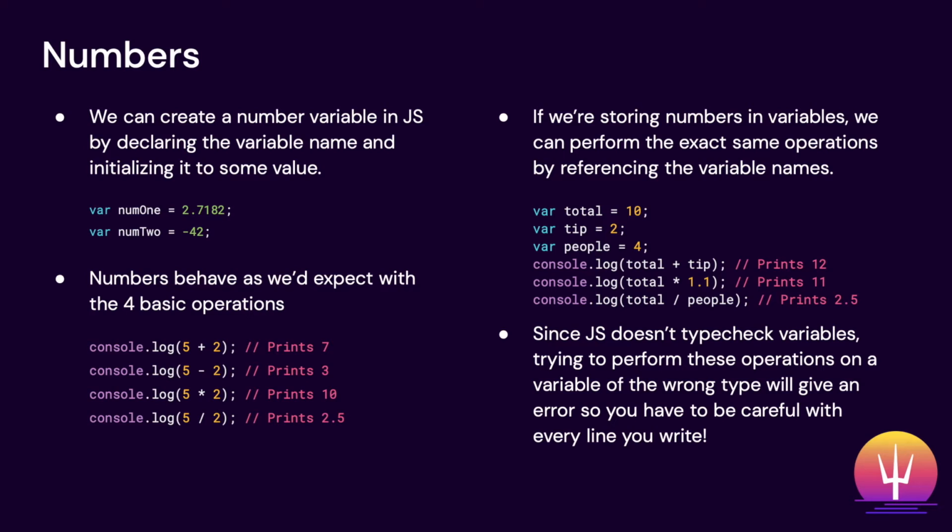So we can also create a number variable in JavaScript by declaring the variable name and initializing it to some value. And numbers behave as we would expect with the four basic operations. So addition, subtraction, multiplication, and division work exactly how we would expect. And if we're storing numbers in variables, we can perform the same exact operations by referencing the variable names. And since JavaScript doesn't type check variables, trying to perform these operations on a variable of the wrong type will give an error. So you have to be careful with every line you write.